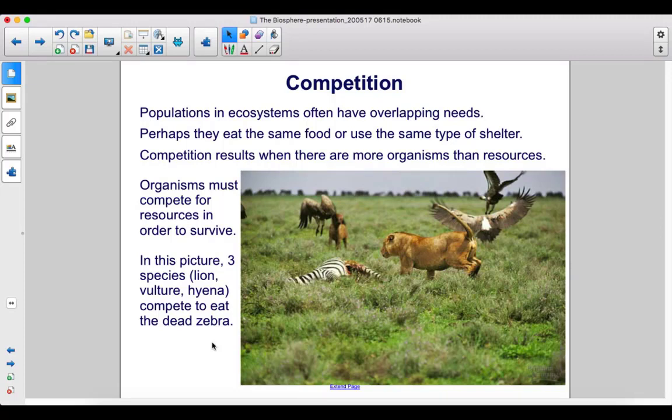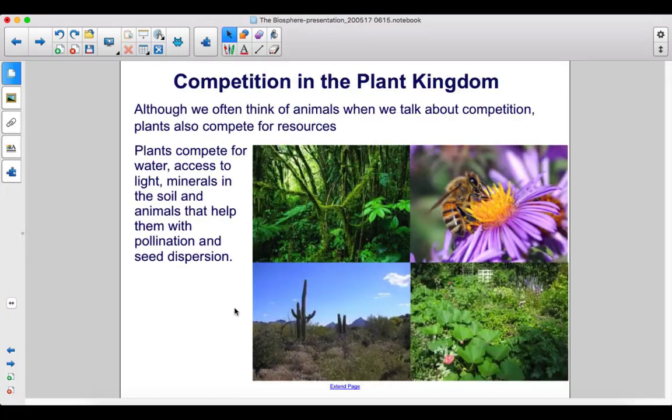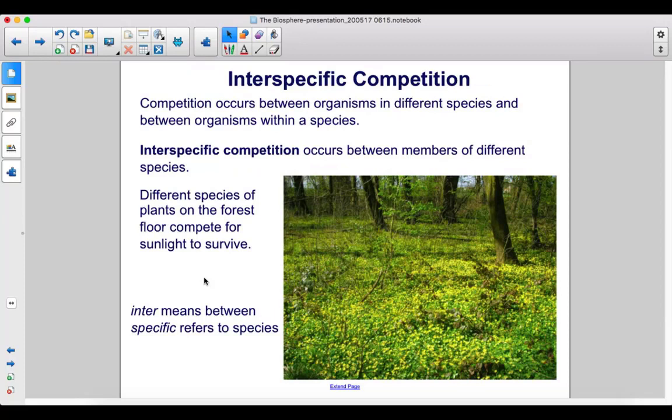Competition results when there are more organisms than resources. Organisms must compete for resources in order to survive. In this picture, 3 species, lion, vulture, and hyena, compete to eat the dead zebra. Although we often think of animals when we talk about competition, plants also compete for resources. Plants compete for water, access to light, minerals in the soil, and animals that help them with pollination and seed dispersion. Competition occurs between organisms in different species and between organisms within a species.